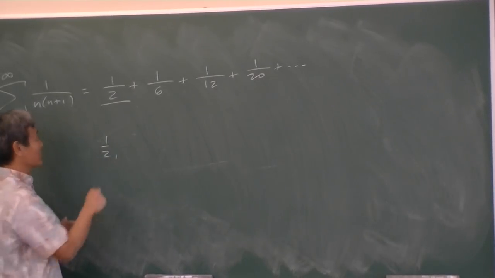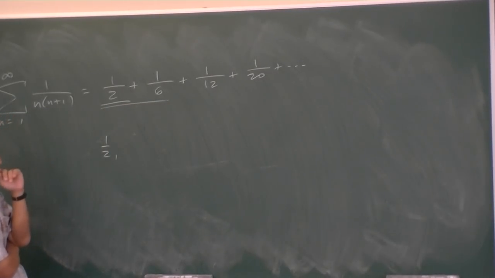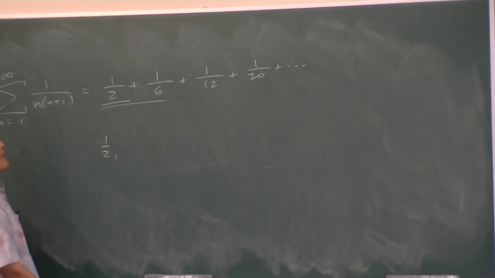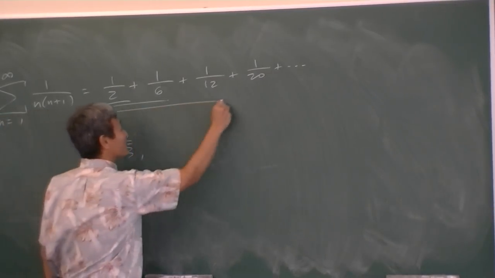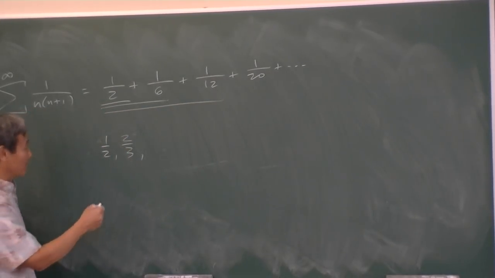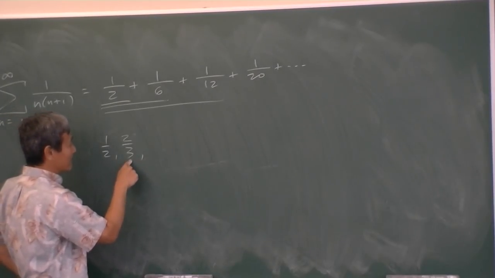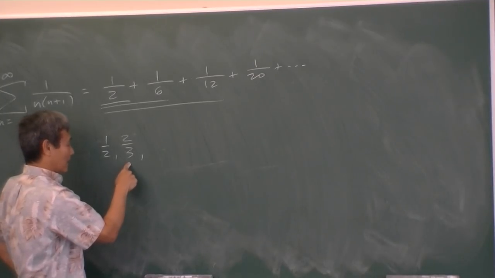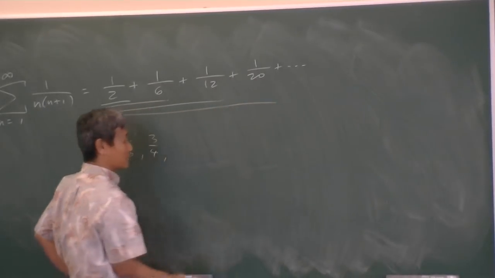What's the second partial sum? Well, that would be the sum of the first two terms. Add the first two. 4/6, which can be reduced to get 2/3. Okay, now add the first three terms. We call that the third partial sum. I'll give you a hint. Just take this and add 1/12 to it. 3/4. Thank you. Now add the first four terms.